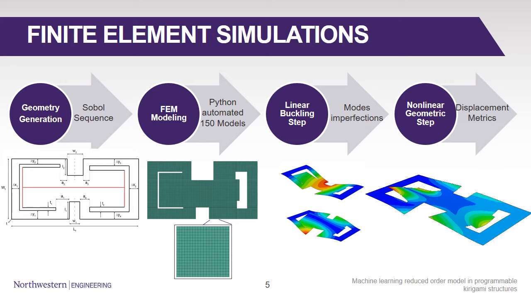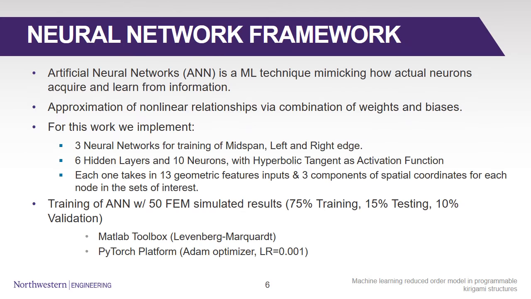Hi, this is Sourabh and Nicolas. So the target was to avoid the expensive finite element simulation by using a reduced order model or surrogate model through a neural network framework. We have chosen the artificial neural network as our machine learning technique because the relationship between the input geometrical parameters and output shape of the Kirigami structures is assumed to be a highly nonlinear one.